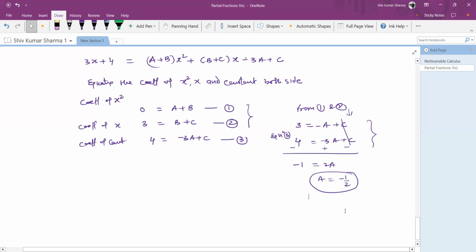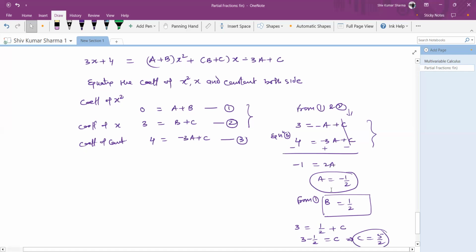When we put the value of a in equation number 1, b gives us 1 upon 2. So from 1, b equal to 1 upon 2. Putting the value of b in equation number 2, 3 equal to 1 by 2 plus c. So 3 minus 1 by 2 equal to c. So c equal to 5 by 2.